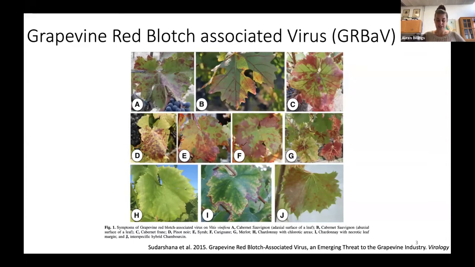Now, the biggest concern to viticulturists, wine lovers, and wine lovers from around the world is that the virus affects the grape yield as well as the sugar content of the grapes and therefore the resultant wine. Red blotch has been estimated to cost $68,000 per hectare in the north coast of California.